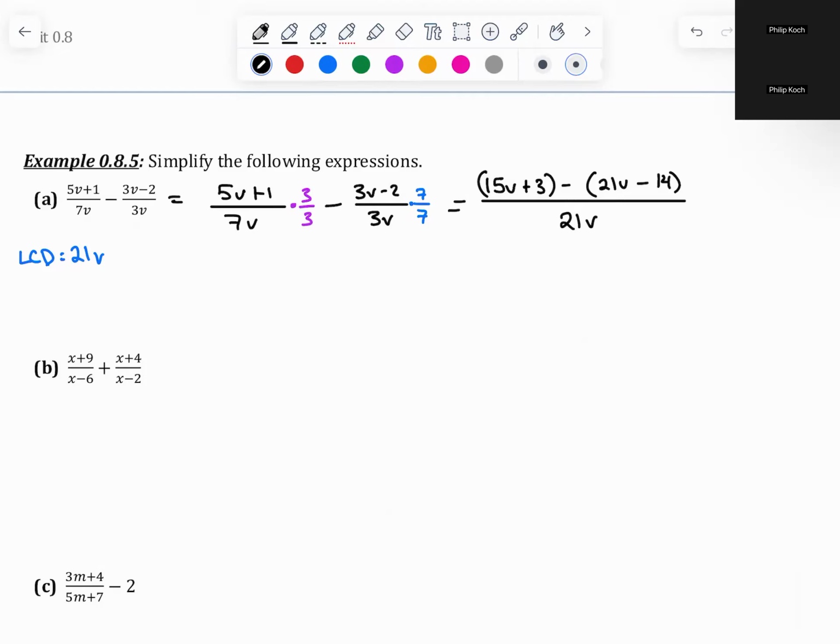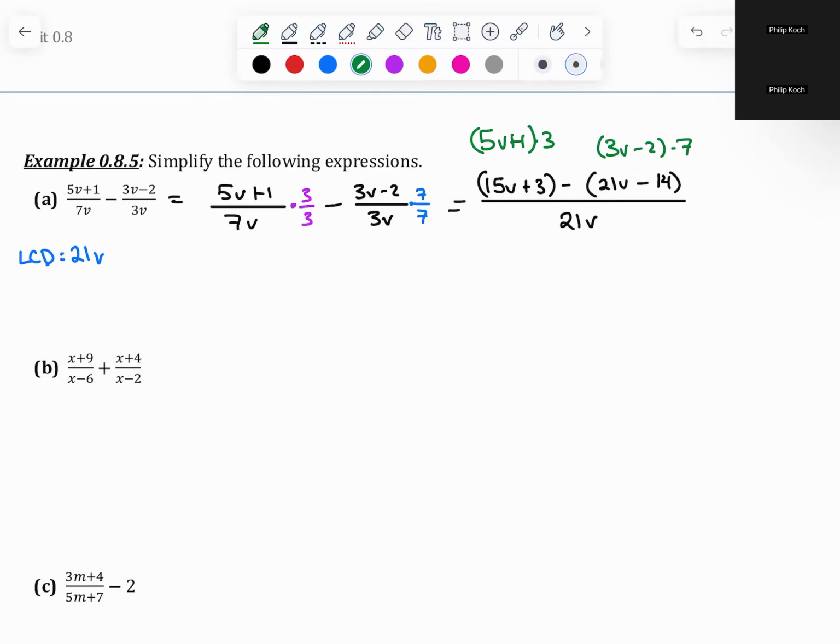Ben, yes. Why are we going to distribute the 3 and the 7 in the numerator? Can't we just leave it in factor form, so have it in parentheses like 5v plus 1 times 3? So yes, you could write this as 5v plus 1 times 3, and this as 3v minus 2 times 7. But that's going to end up causing us to write more steps. It's not wrong to do so.